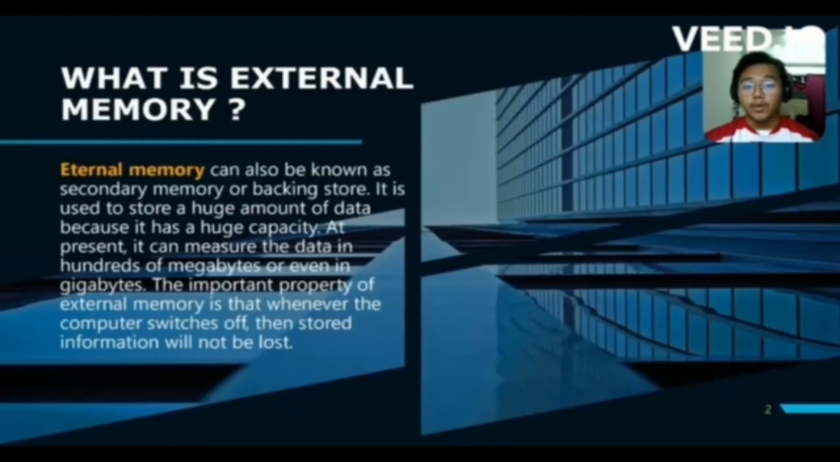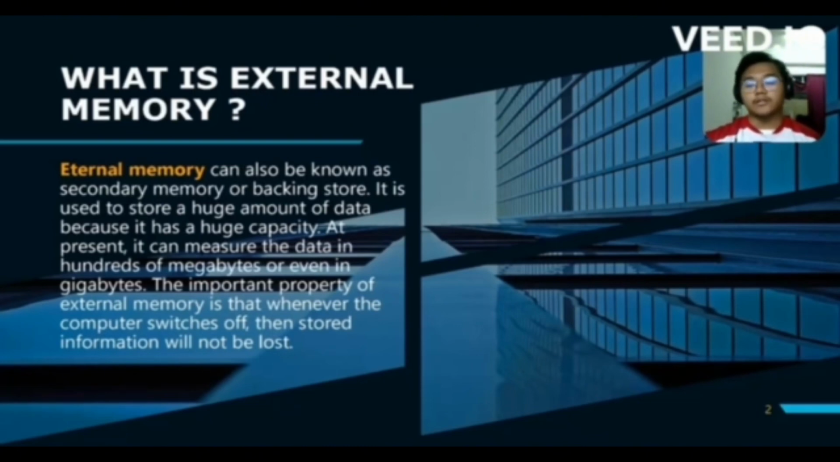Today I would like to present computer organization and architecture about external memory. First, what is external memory? External memory can also be known as secondary memory or backing store. It is used to store a huge amount of data because it has a huge capacity. At present, it can measure data in hundreds of megabytes or even in gigabytes. The important property of external memory is that whenever the computer switches off, the stored information will not be lost.